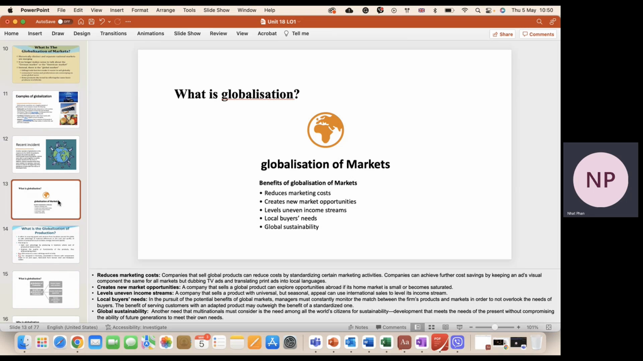Globalization in the market will have certain benefits. You can see it reduces marketing costs. It also creates new market opportunities, a level of even income stream, local buyer needs, and global sustainability.